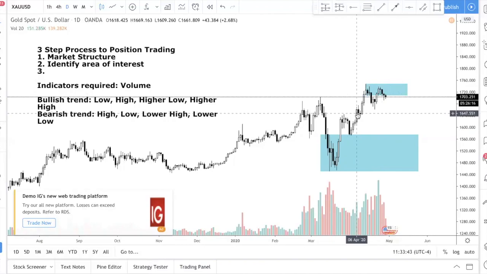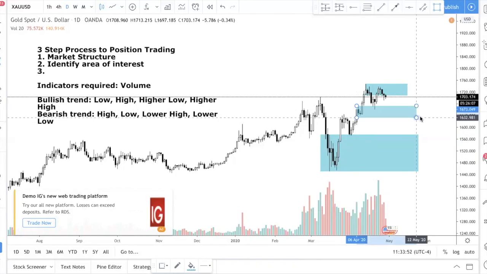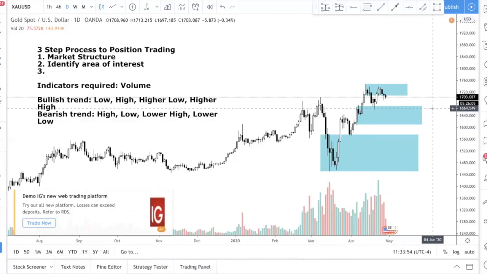The other zone that we haven't drawn is this zone over here. You can see that this is a high volume candle over here. You want to focus on the highest volume candle. So this is how you identify the area of interest.